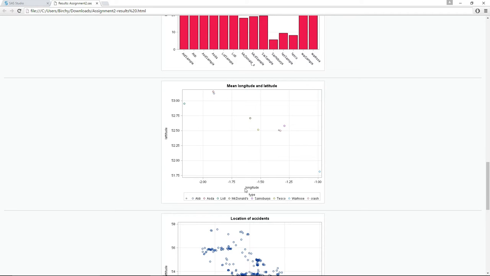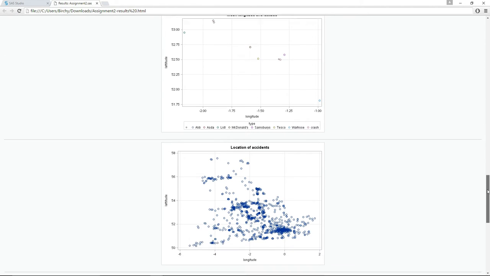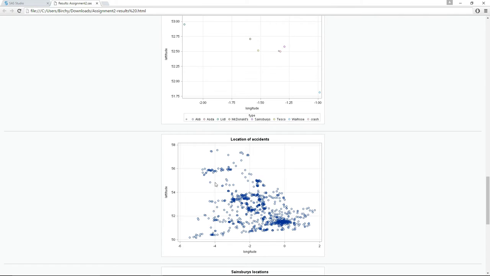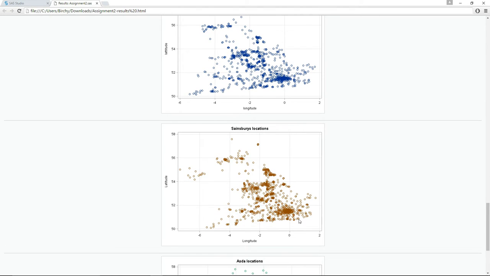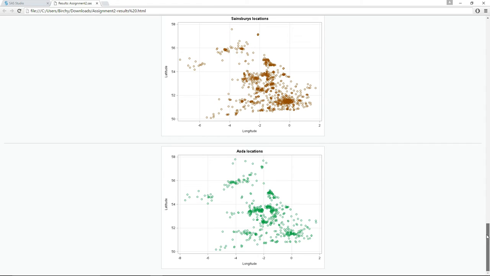This point can be further seen when looking at SG plots of all the locations of Sainsbury's, Asda and the accidents. The locations of accidents give a rough outline of the British Isles, and here is where the dense amount of accidents happen, which would be London. Sainsbury's targets the majority of its store locations in and around London compared to Asda, who target the further north for their stores.